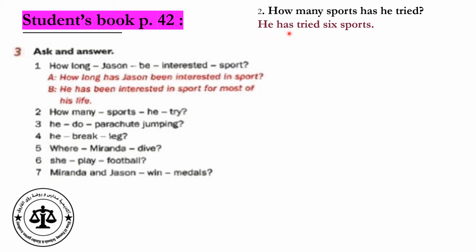The answer: he has tried 6 sports. So how many? This is the WH word. We use has because we have he here, and try changes to tried. This is the verb past participle.